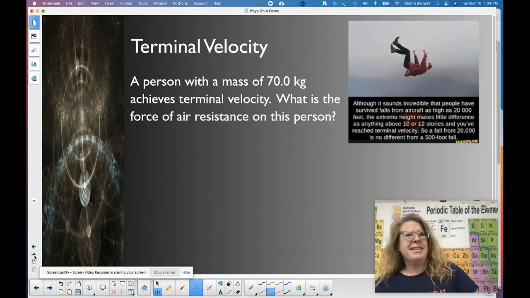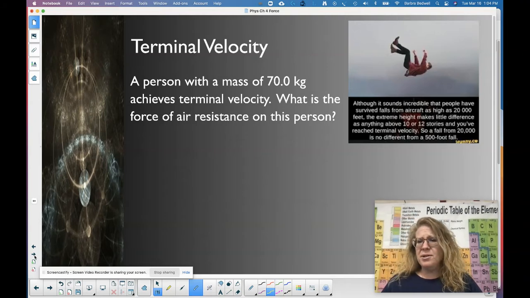So example number 1 is an example of Newton's first law, believe it or not. Objects at rest tend to stay at rest. Objects in motion tend to stay in motion until acted upon by an outside unbalanced force. This is called terminal velocity, the fact where your downward forces and your upward forces end up canceling one another out.